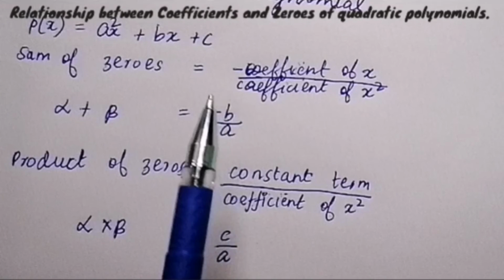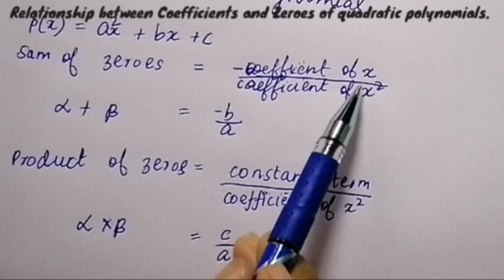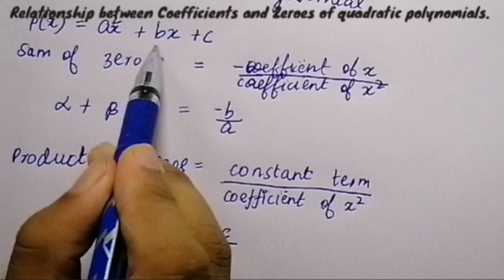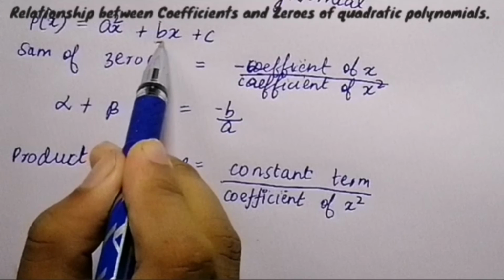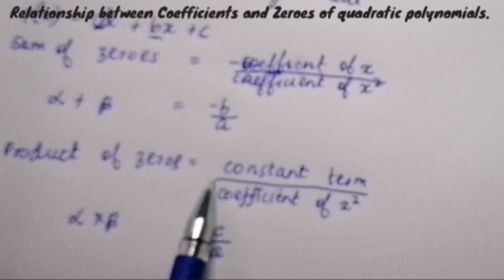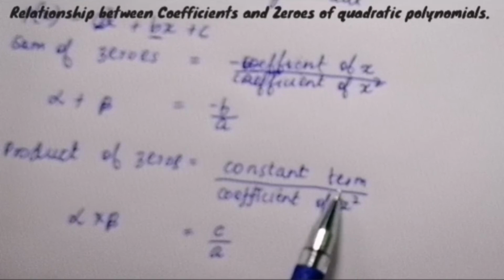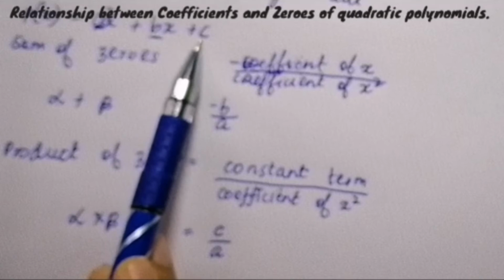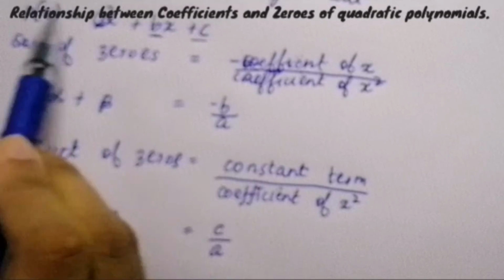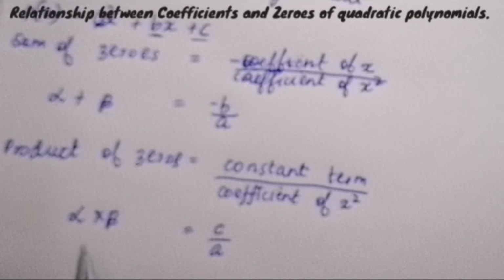The sum of alpha and beta is minus b by a, that is, the coefficient of x by the coefficient of x square, and the product of zeros of the quadratic polynomial is the constant term by the coefficient of x square, that is, alpha into beta is equal to c by a.